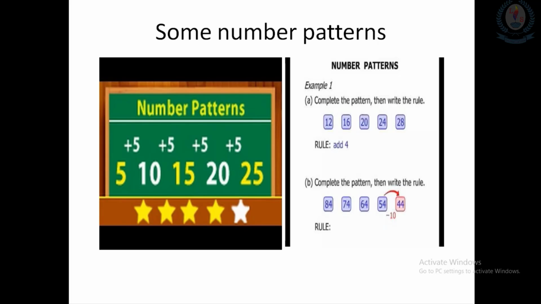Complete the number pattern, then write the rule. 84, 74, 64, 54, 44. 84 subtract 10 is 74. 74 subtract 10 is 64. 64 subtract 10 is 54. 54 subtract 10 is 44. What is the rule? Subtract 10.